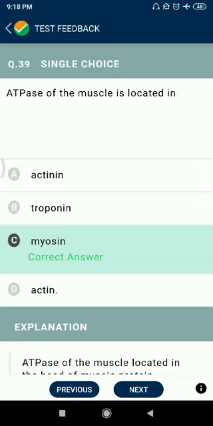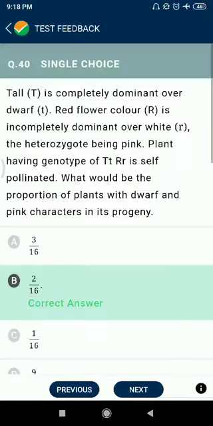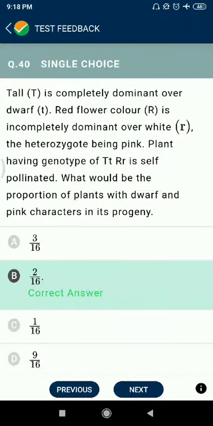Question number 39. ATPase of the muscles is located in myosin. Question number 40. Capital T is completely dominant over small t, and red color is completely dominant over small r. The heterozygote being a pink plant having genotype of capital T small t capital R small r is self-pollinated. What would be the proportion of plants with dwarf and pink characters in its progeny? 2/16.